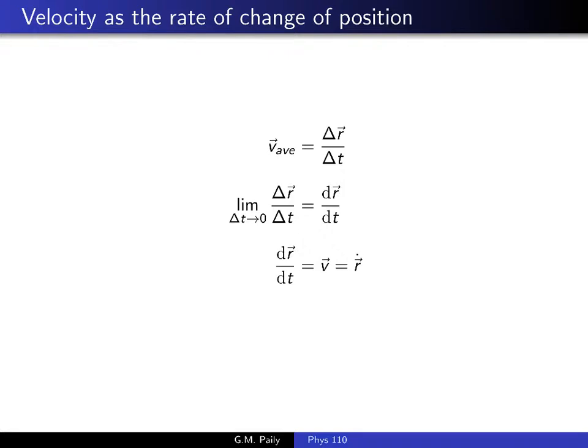So we say dr dt is the rate of change of position, or the derivative of position with respect to time, and that is called velocity, and it is also denoted sometimes as r dot. The dot on top simply refers to taking a time derivative.